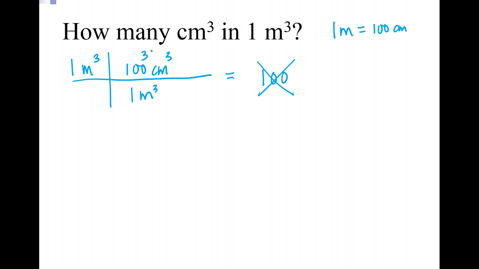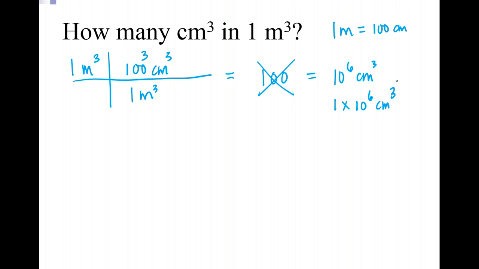And so if you like to write your cubed units in this fashion, be sure that you cube the number and not just the label. 100 cubed, since it is 10 to the second and then cubed, would be 10 to the 6th cubic centimeters, or you could write it as 1 times 10 to the 6th cubic centimeters. Either way, there would be 1,000,000 cubic centimeters in 1 cubic meter.